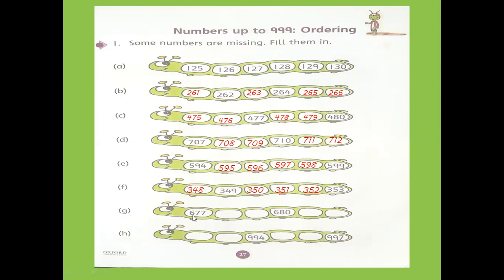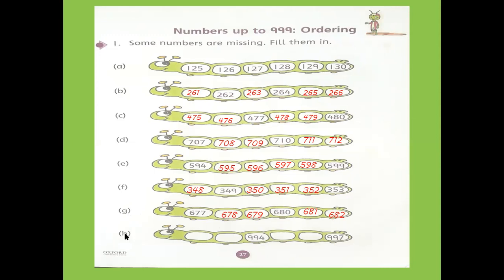G part, 677, and after 7, what will come? 8, 678. And after 8, 9, 679, and 680 is given. And after 80, 81, 681, and after 81, 82, so 682, because this is in line with all 6 hundreds. So you focus on the second end, especially the last digit, okay? 677, 678, 679, 680, 681, 682.